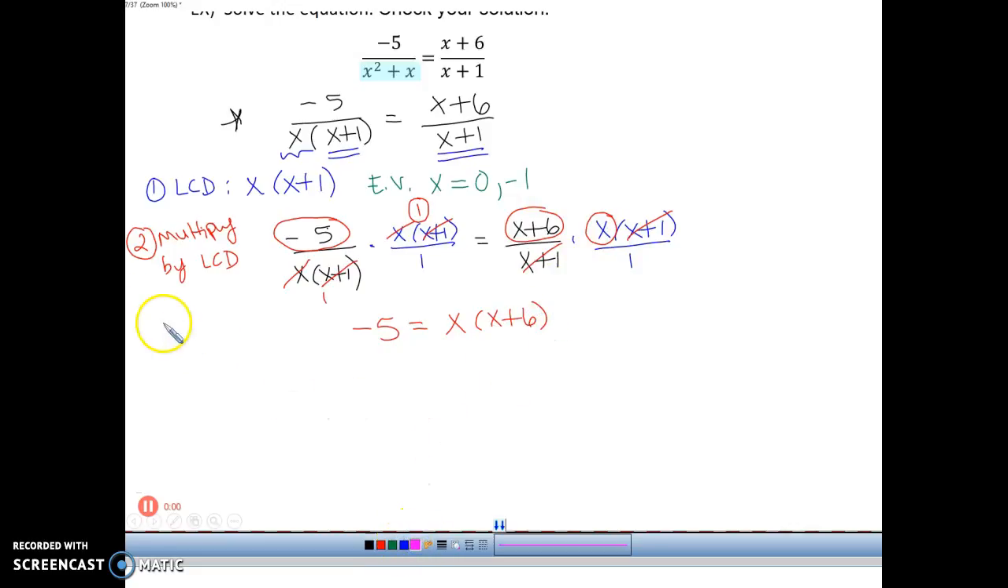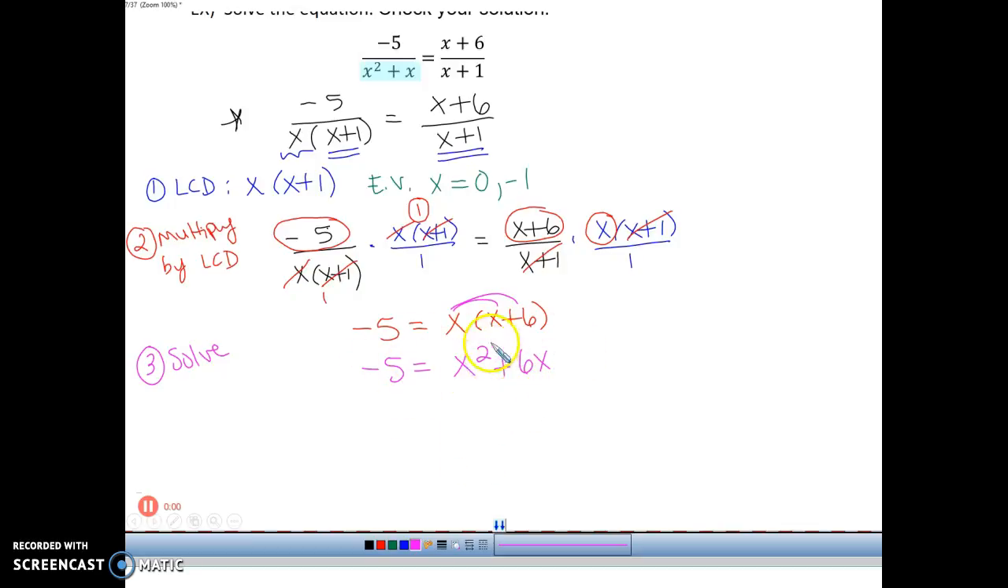Step 3 is to solve the remaining equation. So here I have -5 on the side. I can't really do anything. And then here you want to distribute. So x times x is my x squared. And then x times 6 would give me 6x. And then notice, I need to solve for this.